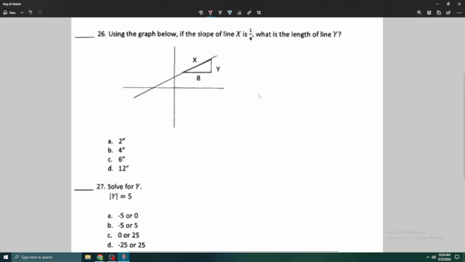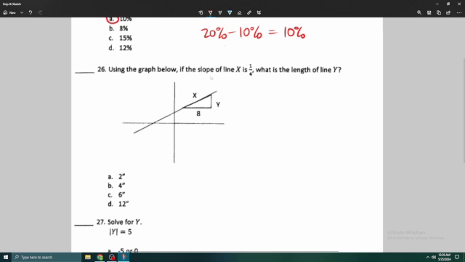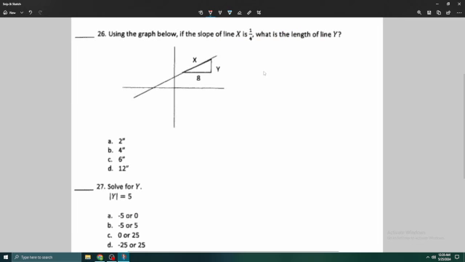Okay. So using the graph below, the slope of the line is 1 over 4. Remember, that's rise over run. So our rise over run in this case is 1 over 4. What is the length of line y? So we're looking for this guy right here. Looking for the length of this. Ooh, that's difficult. Let's think. Oh, it's not too bad.